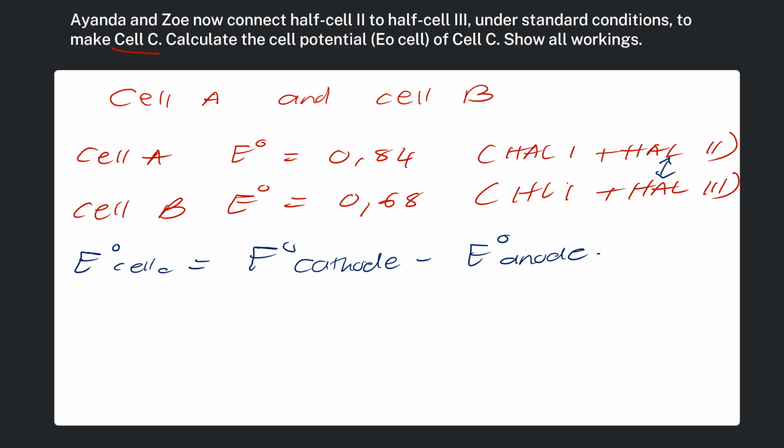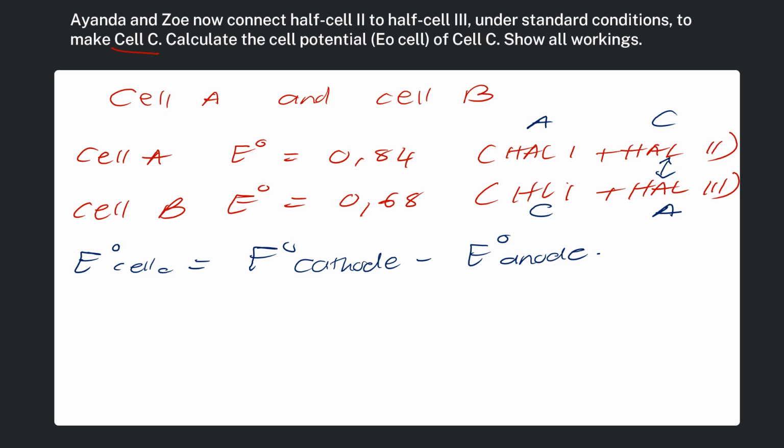Cell A, we said half 1 and half 2. And in cell A, what we understood was that our anode was X, and X was half cell 1, so this was our anode. And that would make the half cell 2 that we have the cathode. And then for cell B, Z, which is half cell 3, was our anode, and half cell 1, which is X, was our cathode. Right.